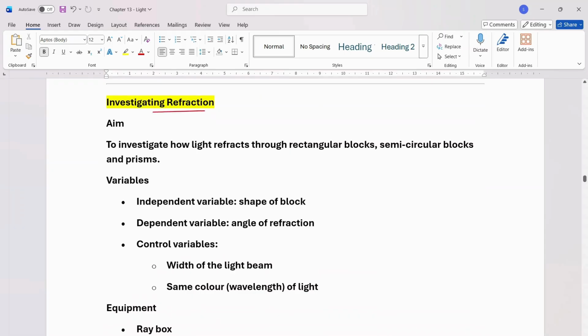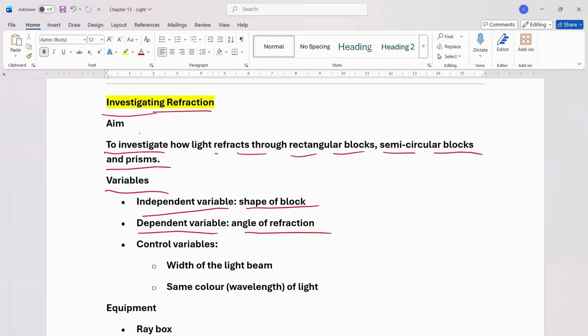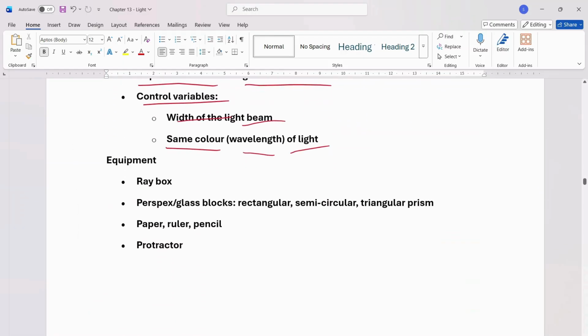Let's discuss the investigation of refraction method. The aim is to investigate how light refracts through rectangular blocks, semicircular blocks, and prisms. Variables: the independent variable is the shape of the block, the dependent variable is the angle of refraction, and the control variables are the width of the light beam and the same color, wavelength of light. The equipment that we are going to use: ray box, perspex glass blocks (rectangular, semicircular, triangular prism), paper, ruler, pencil, and protractor.